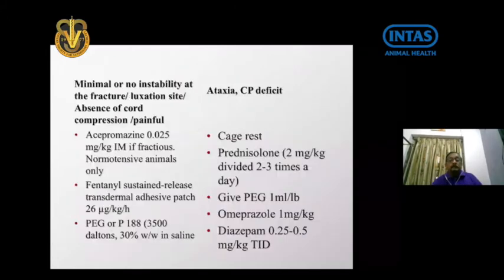Here it is. If you have minimal or no instability and there's no compression, if the animal is normotensive, azithromycin, fentanyl.